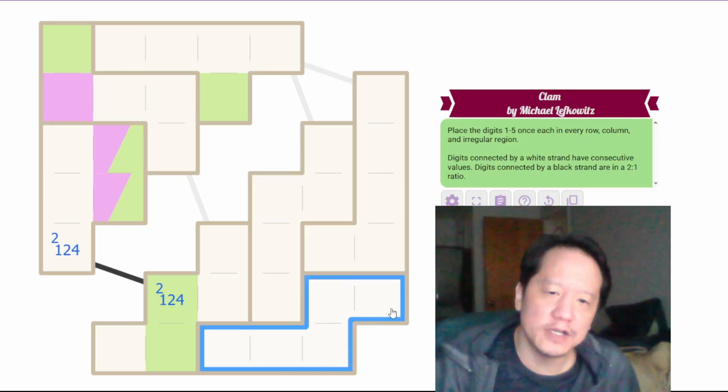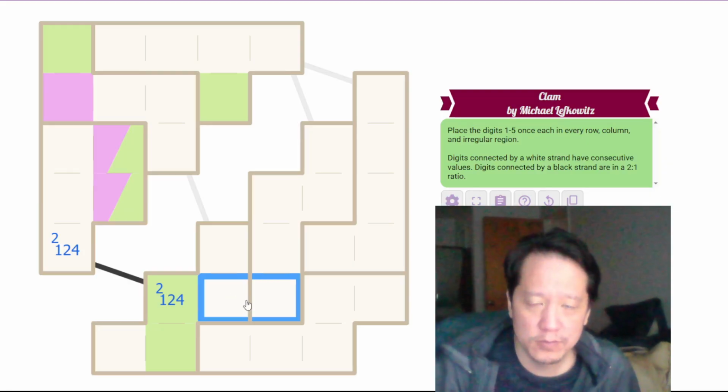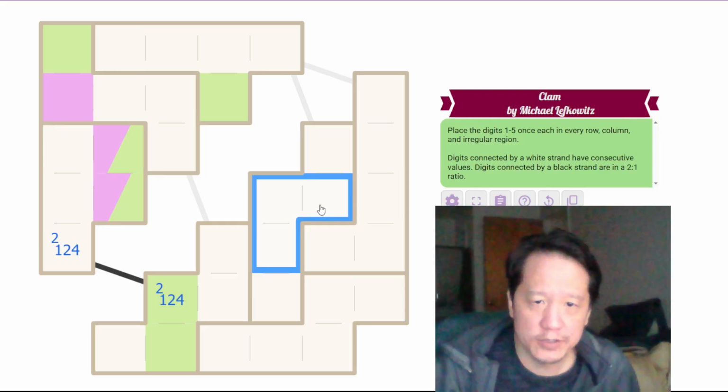We are guaranteed a green in one of these digits here, so that means green cannot be here. We're guaranteed a green here.